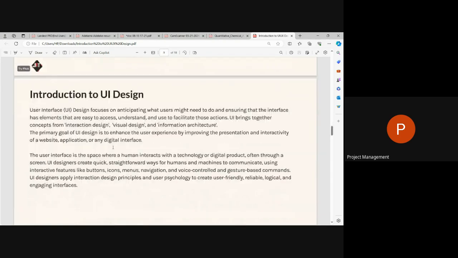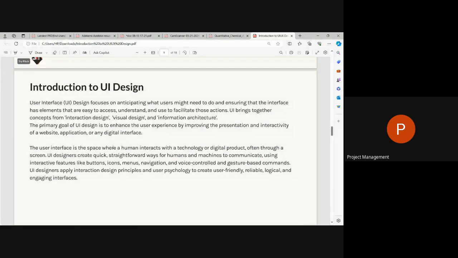So the next thing is the introduction into UI design. Like I said last week, UI design is just the interface. It just basically means how to implement what the UX designer has come up with. UI means user interface design. It focuses on anticipating what the users might need to do, and ensuring that the interface has elements that are easy to understand, easy to access, and use to facilitate those actions.